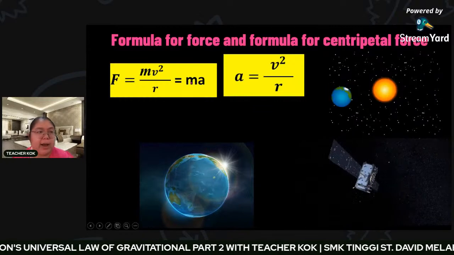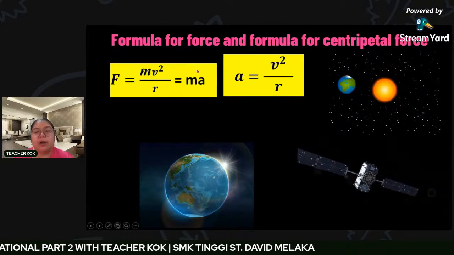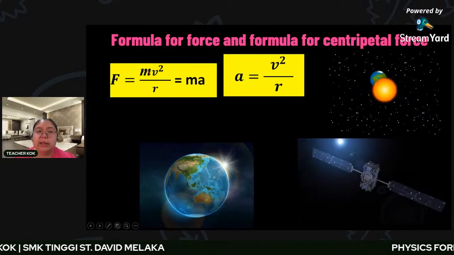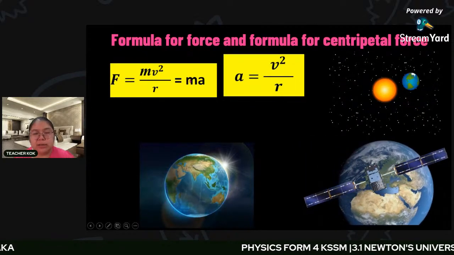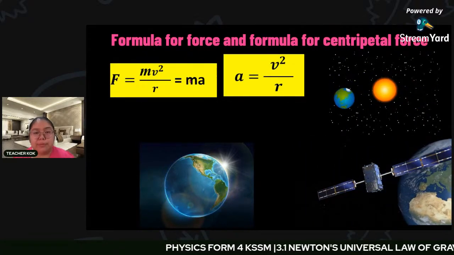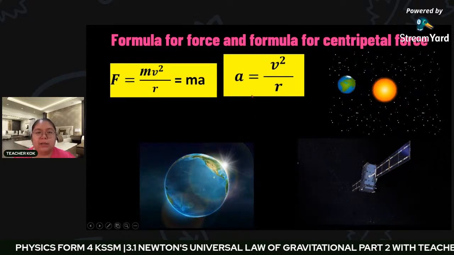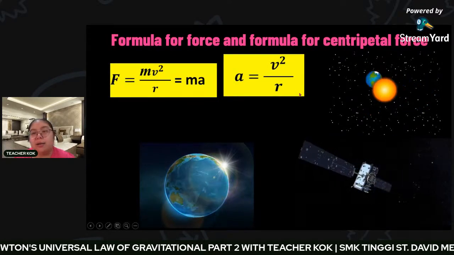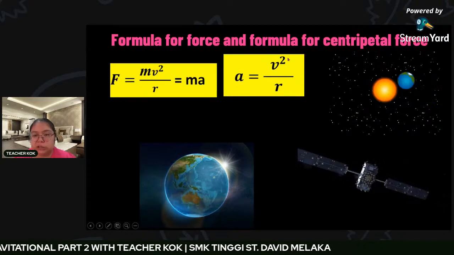Which one can we cut? We can cut m, the mass of the object, for example the satellite. That means it is not related to the mass. They never use any thrust, so it is not really related to any mass. After I cut it, I find a equals v squared over r. The acceleration depends on the velocity.